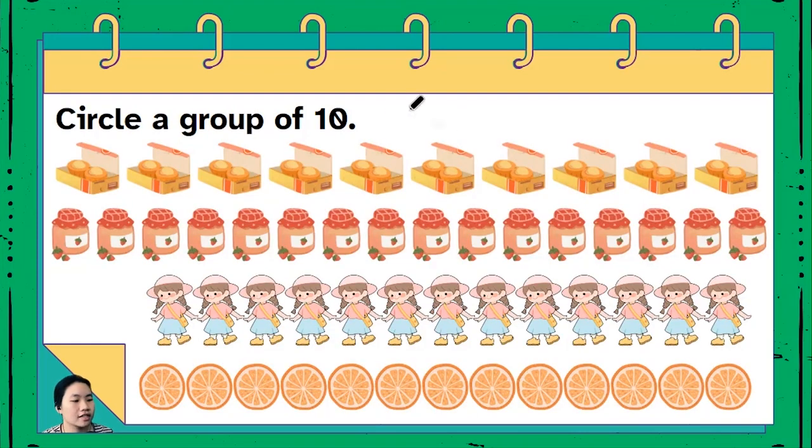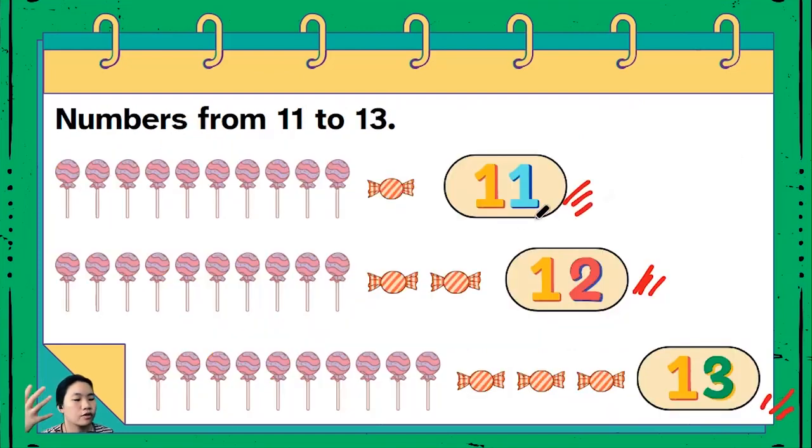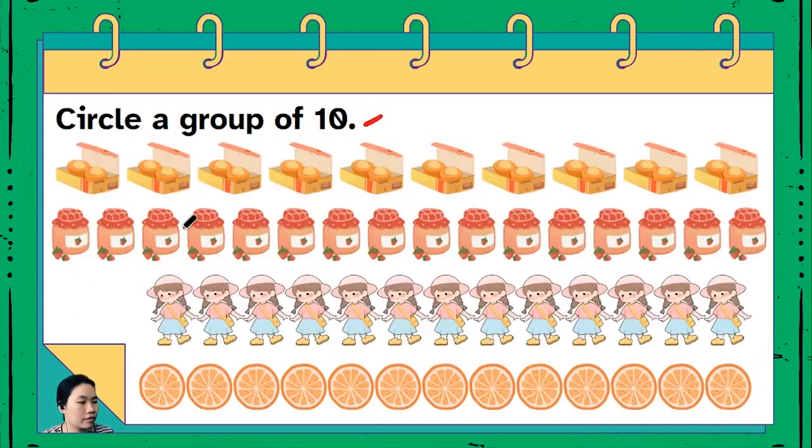Our first exercise is to circle a group of 10. Remember, that is how you make these big numbers easier for you. You just isolate the 10 and then you count whatever is after that. So we have a bunch of objects over here, and let's count to 10. I'm sure you already know that. And let's circle a group of 10.